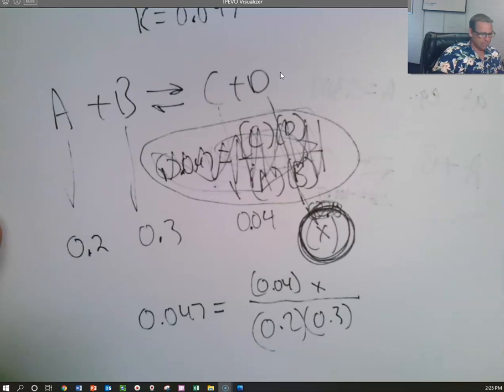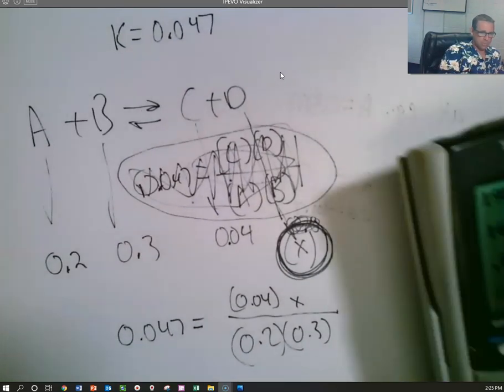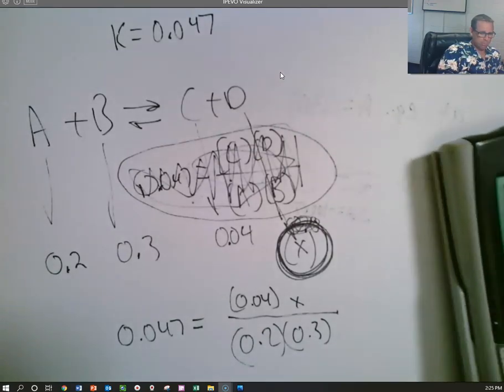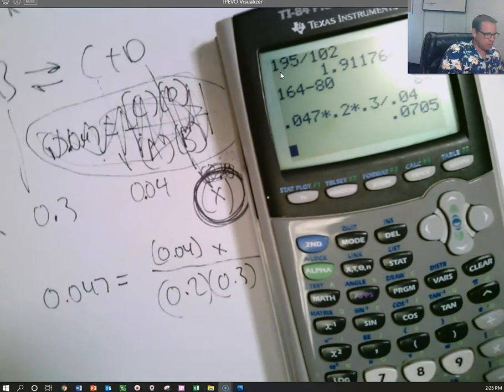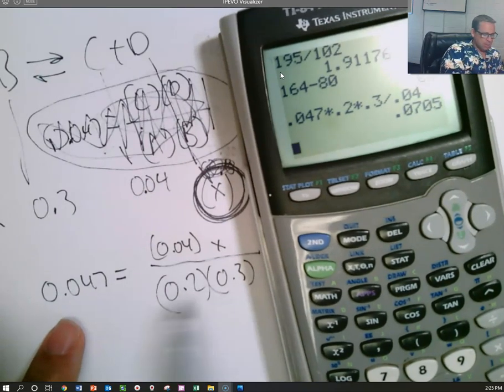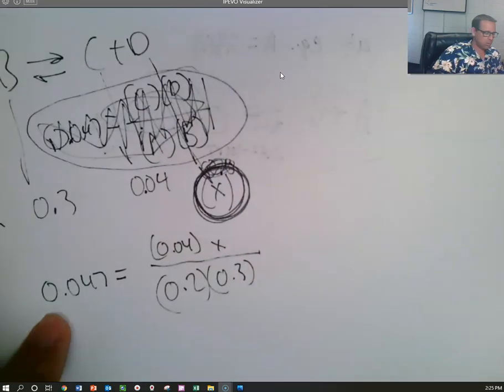Okay, wait. So I did 0.04 divided by 0.2 times 0.3, and then I divide that by 0.047, right? Is the answer 14.18? I don't know exactly what you did there, but all you have to do is 0.047 times by 0.2, times by 0.3, and then divide by 0.04. And the answer is 0.0705. Okay?